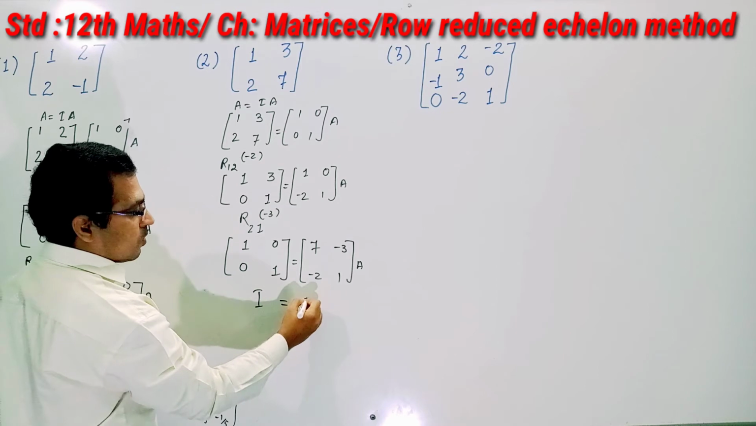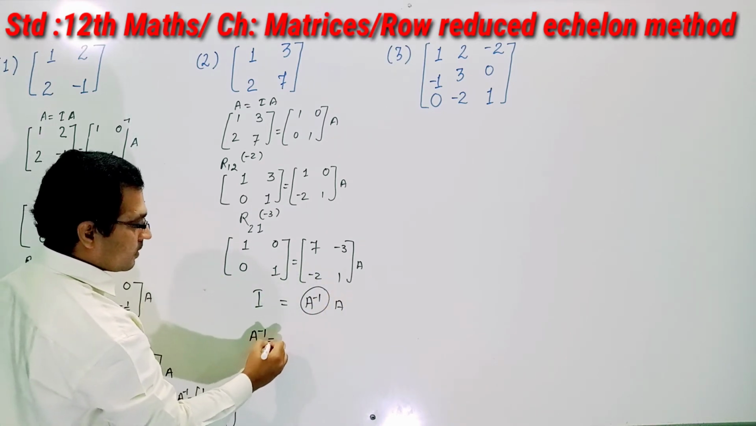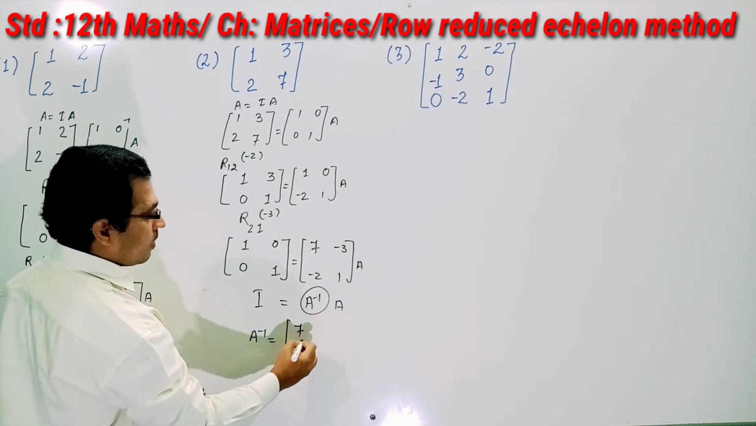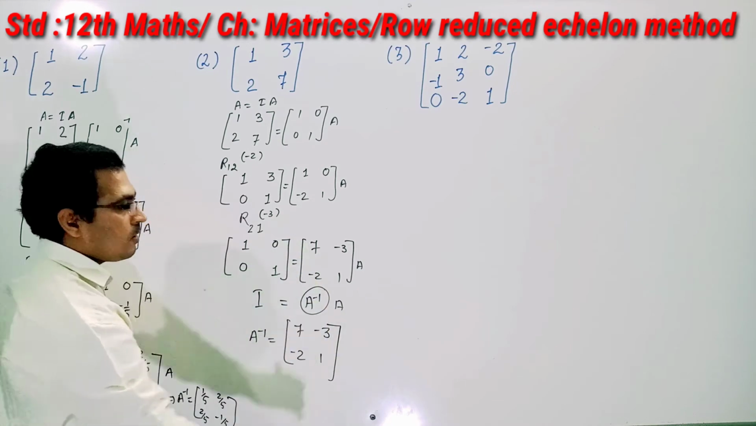Okay students, now you can write these things. This is I equals A inverse into A. So what is A inverse of this matrix? 7, minus 2, minus 3, 1.